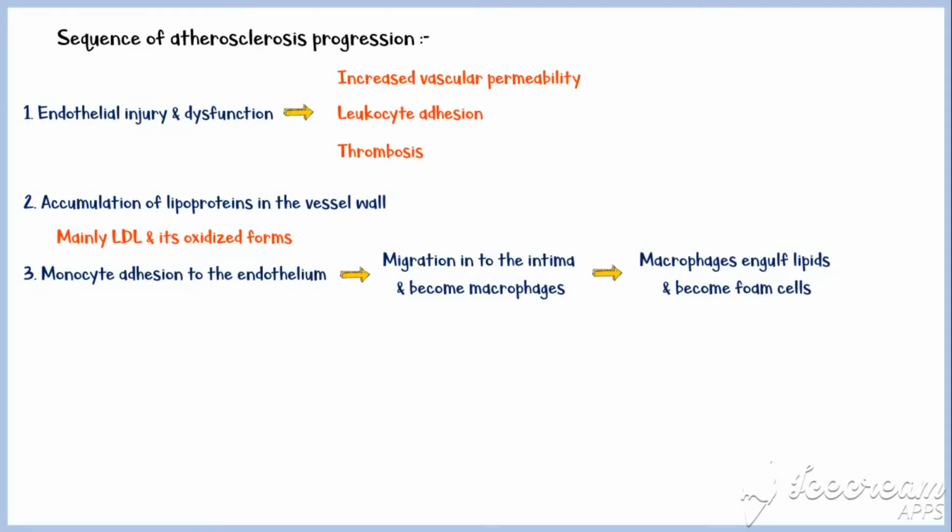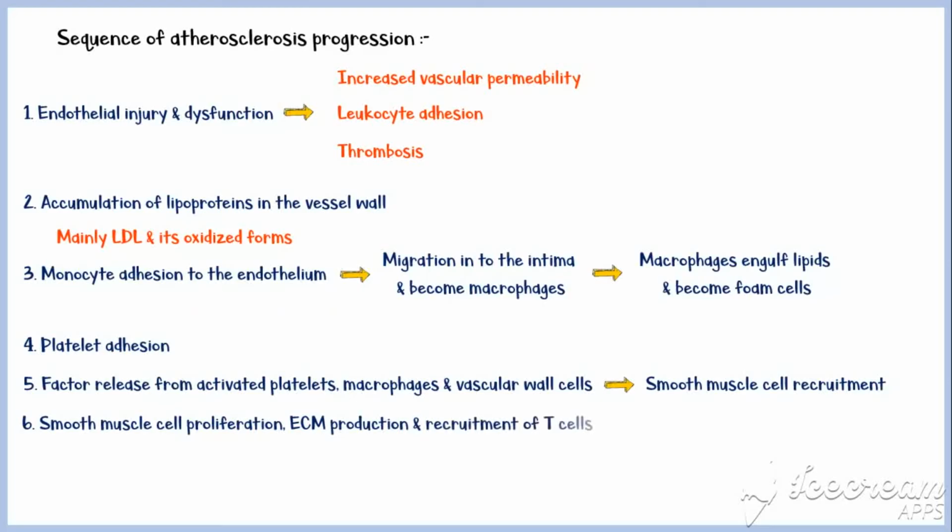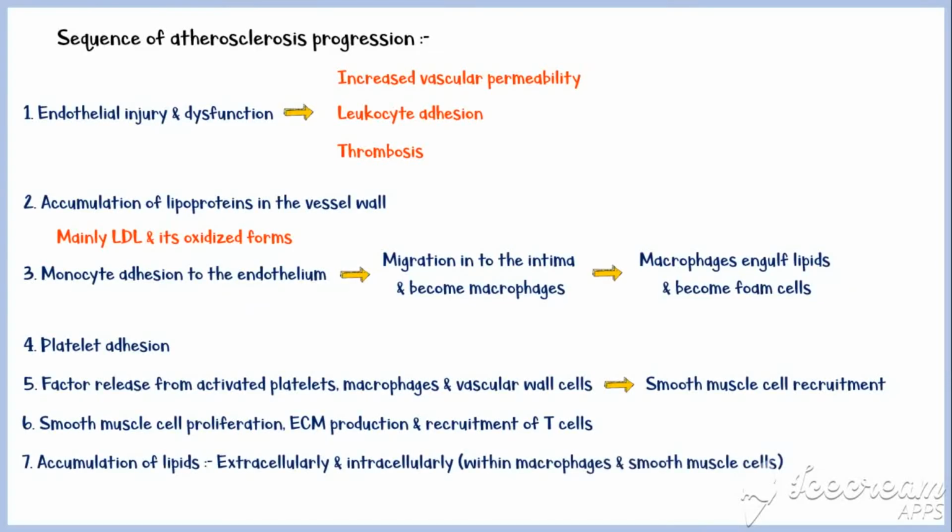Next, there will be platelet adhesion, followed by factor release from activated platelets, macrophages, and vascular wall cells, which causes smooth muscle cell recruitment into the intima. Then these smooth muscle cells undergo proliferation, and there will be production of extracellular matrix and recruitment of T cells. Finally, there is accumulation of lipids both extracellularly and intracellularly, mainly within macrophages and smooth muscle cells.